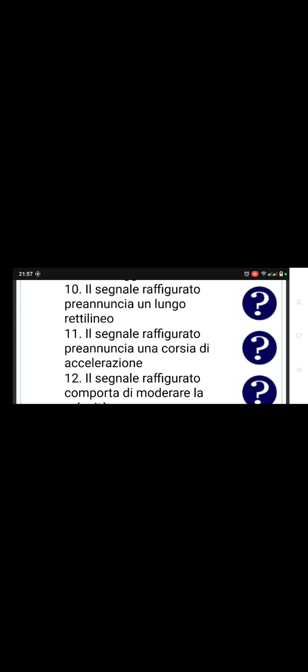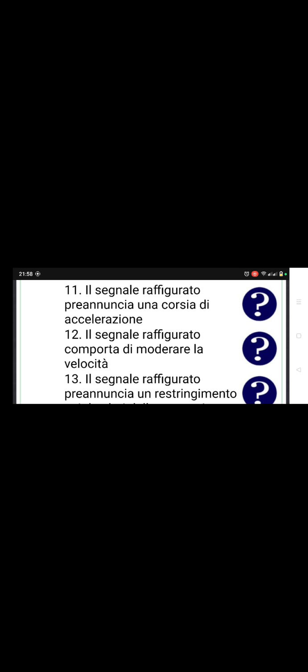Number 10. Il segnale raffigurato pronuncia un lungo rettilineo. So this sign figure is announcing a straight road. No, it's false. Lungo rettilineo means it's announcing a long straight road. Rettilineo means straight. So it's false. Number 11. Il segnale raffigurato pronuncia una corsia di accelerazione. So this sign figure is announcing the acceleration lane. No, it's false.